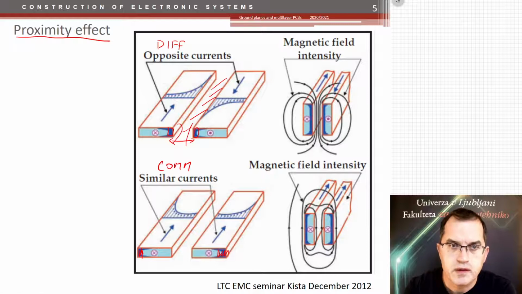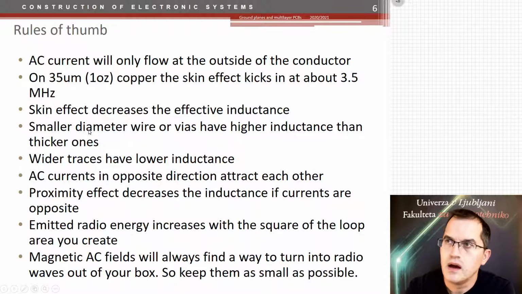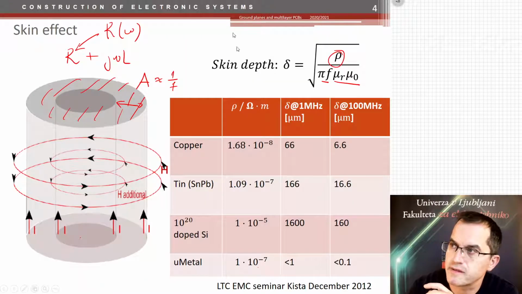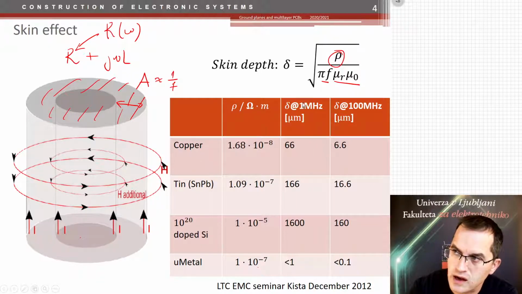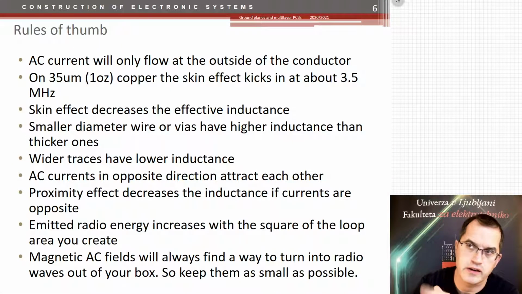So, to sum up, rules of thumb say that AC current will only flow at the outside surface of the conductor. For 35 micron copper, if you check the skin effect, it starts at around 3.5 megahertz. That can be calculated from the skin depth here using the copper thickness. So at 3.5 megahertz you would get a skin depth in the range of 35 microns.